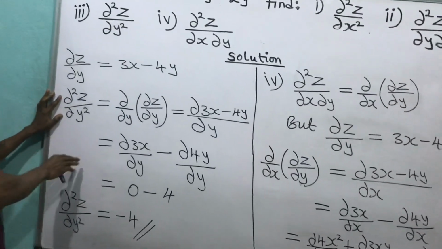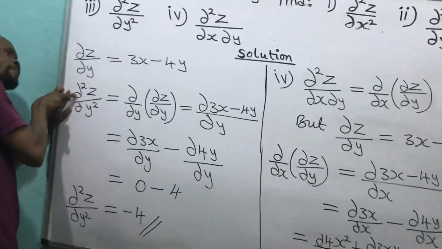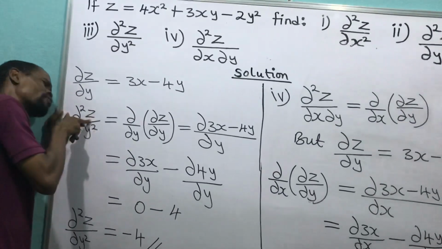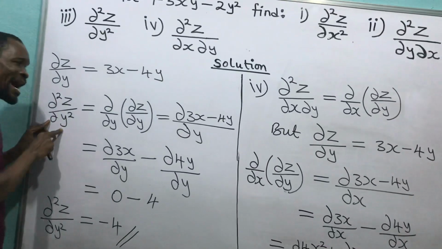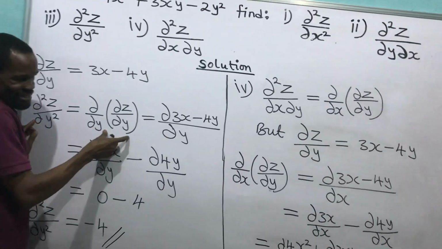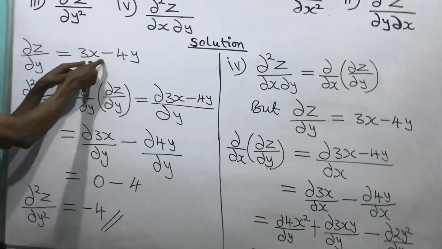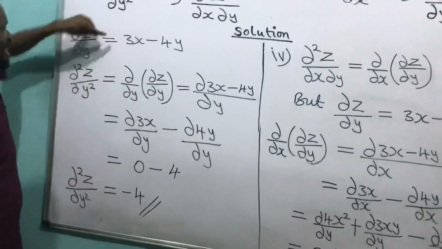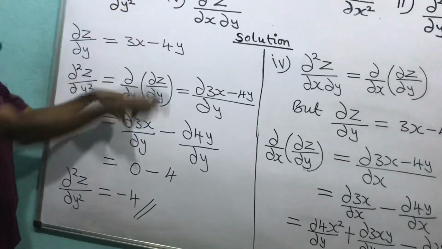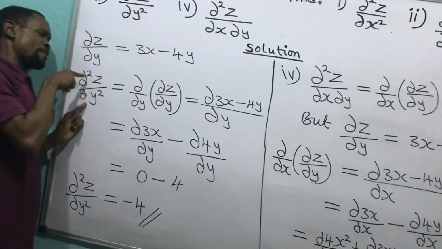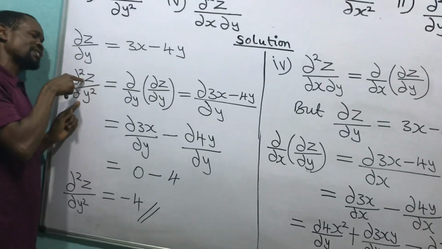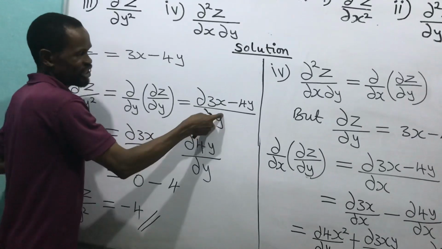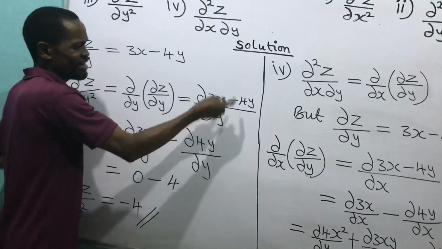Then I'm going to find the partial differentiation, the second derivative of z in respect to y, which is equal to this. That means I'm going to differentiate this again. What does it mean? Come over. I'm going to differentiate this again for me to have the second partial derivative of z in respect to y. Look at here. I'm going to differentiate it again, differentiating this again in respect to y.